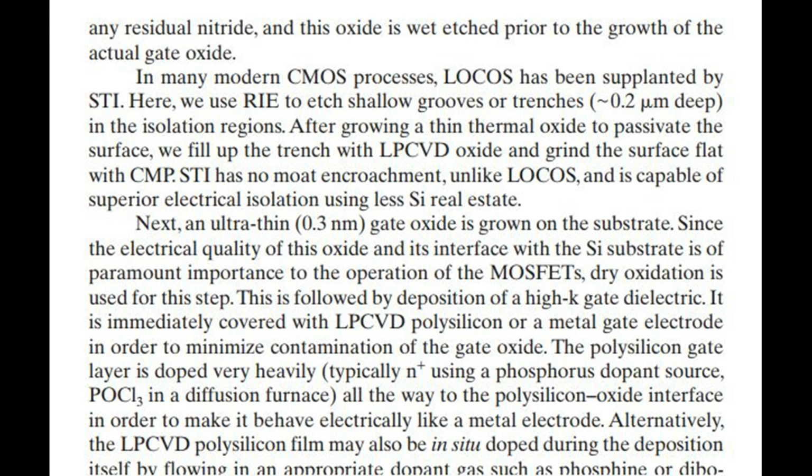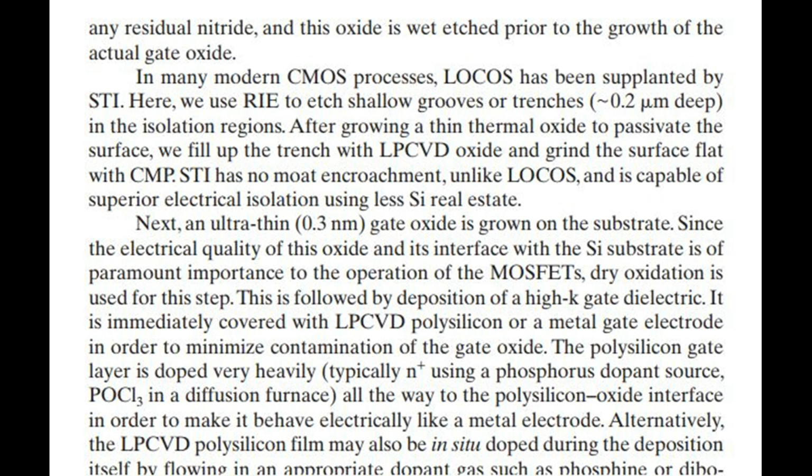In many modern CMOS processes, LOCOS has been supplanted by STI. Here, we use RIE to etch shallow grooves or trenches, 0.2 micrometers deep, in the isolation regions. After growing a thin thermal oxide to passivate the surface, we fill up the trench with LPCVD oxide and grind the surface flat with CMP. STI has no encroachment, unlike LOCOS, and is capable of superior electrical isolation using less silicon real estate.